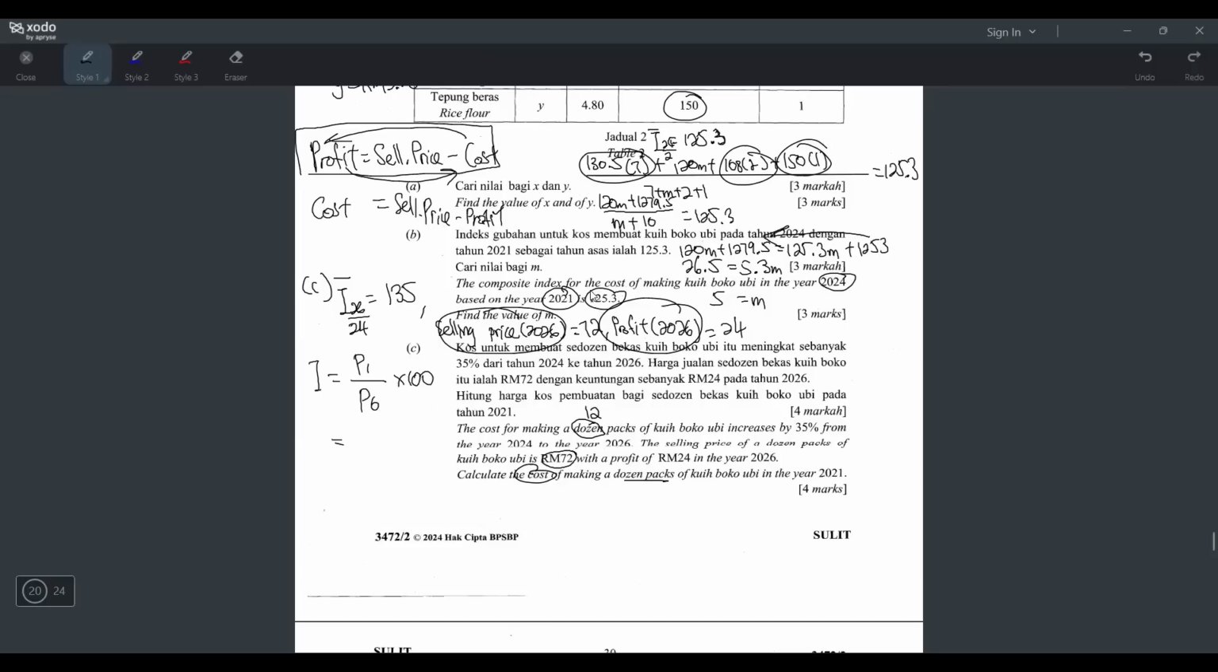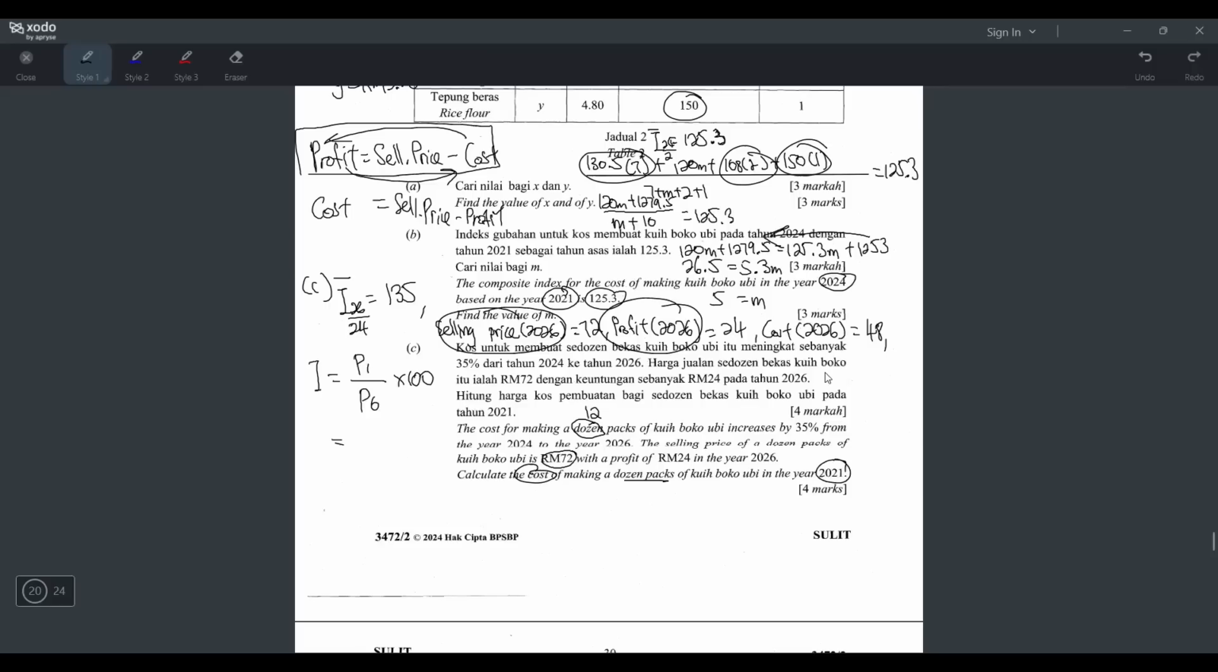So you will take 72 minus 24, right? Okay, let's press 72 minus 24. What you get? 48. So what is 48? 48 is the cost for 2026, 48 ringgit. Okay, now you have the cost for 2026, 48, and you're trying to find the cost for 2021.